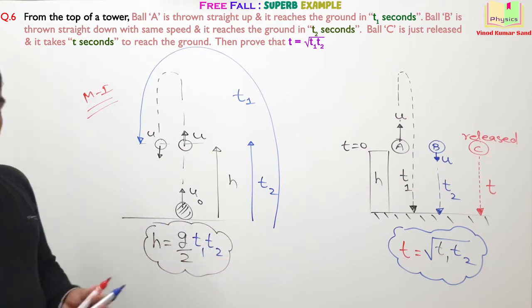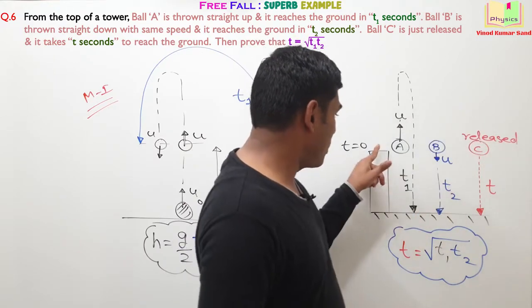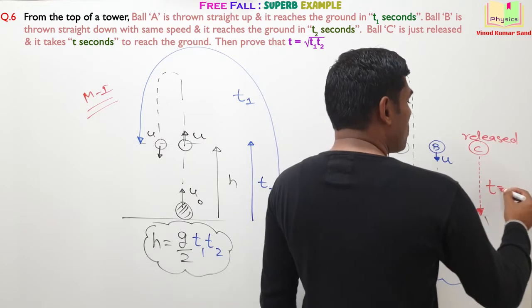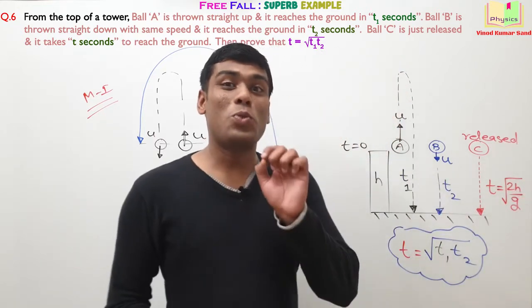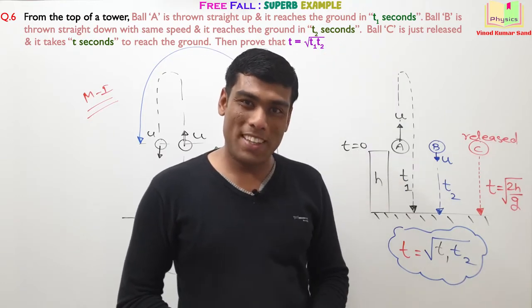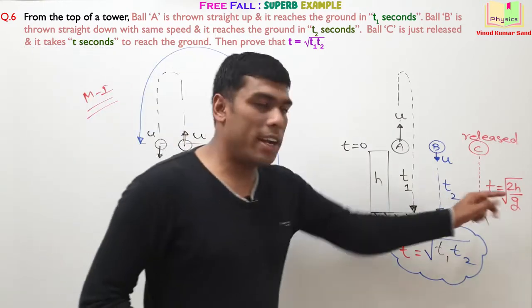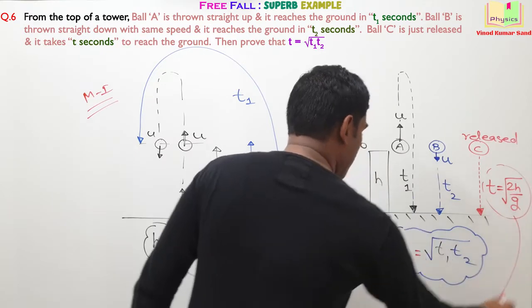Now, suppose a ball is just released and it covers a distance h as shown. Then this time will be equal to root 2h by g. There is a complete video on that, objects dropped or released. You can check that. So we have two relations, relation 1 and relation 2. Use them.